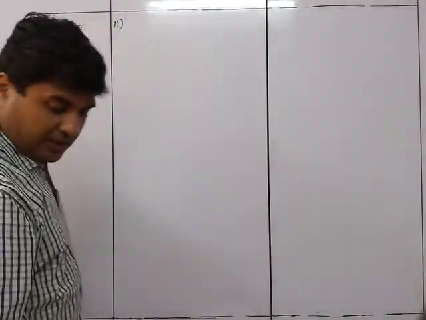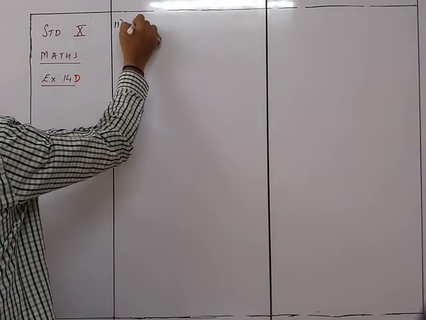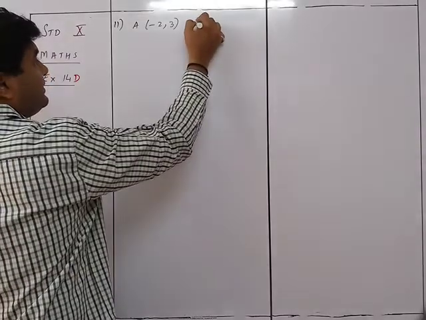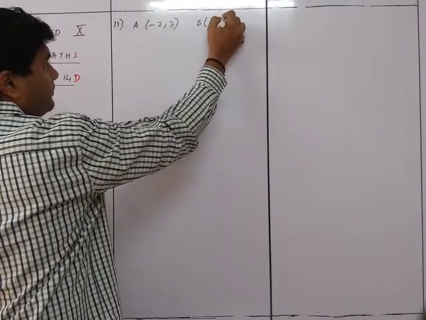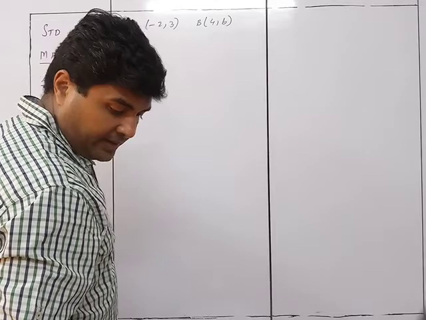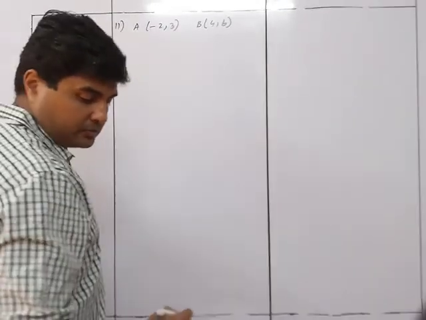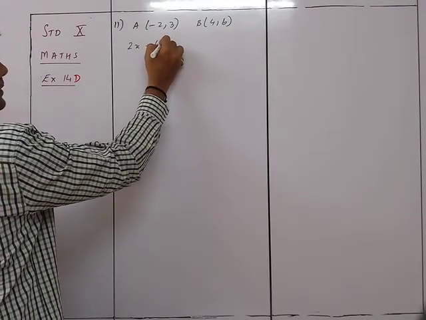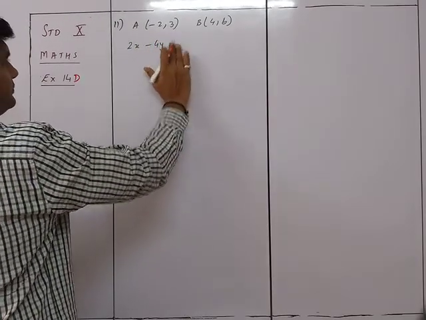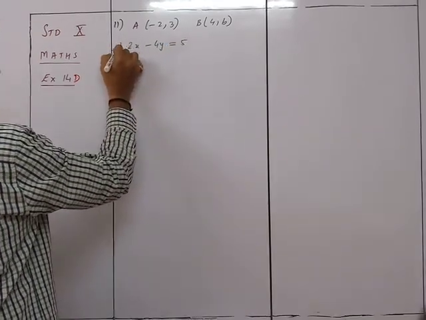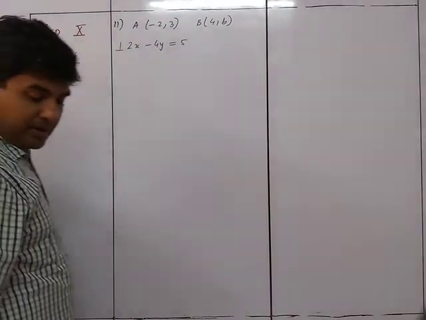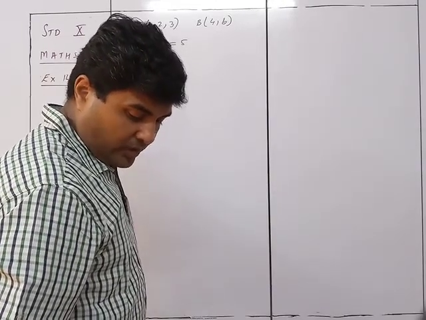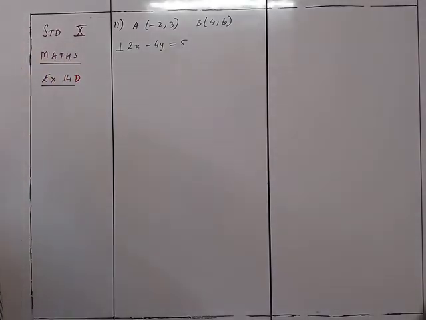We get here the line through A(-2, 3). So A is (-2, 3). B is given as (4, b), and AB is perpendicular to the line. They are given the equation 2x minus 4y is equal to 5. So the two points make a line that is perpendicular to the given line, and we need to find the value of b.